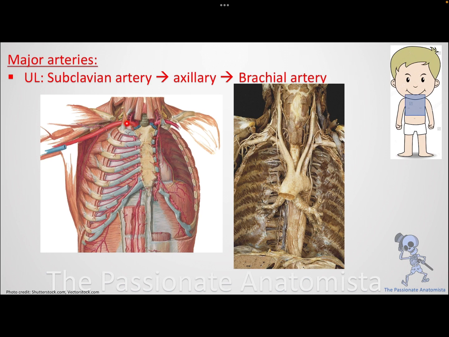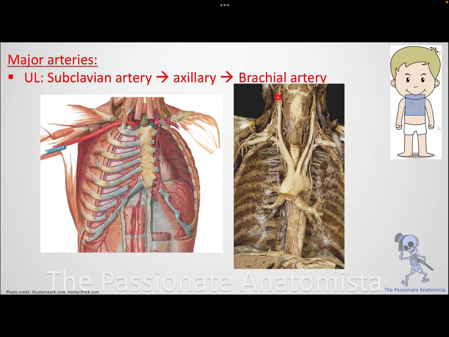Now, if you look at the subclavian, once you go away from the border of the first rib, your subclavian is going to be called axillary. So the axillary artery is what comes out after the subclavian artery. So you have the arch of aorta. On the right side, the brachiocephalic trunk.